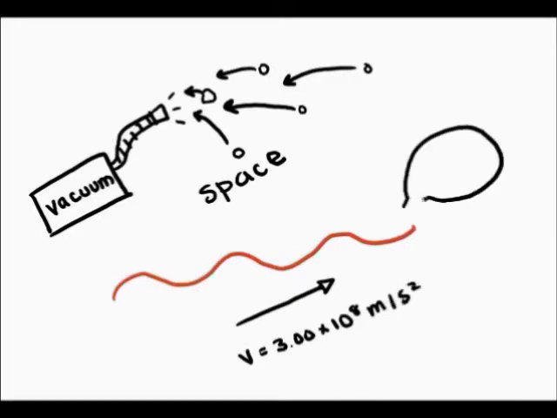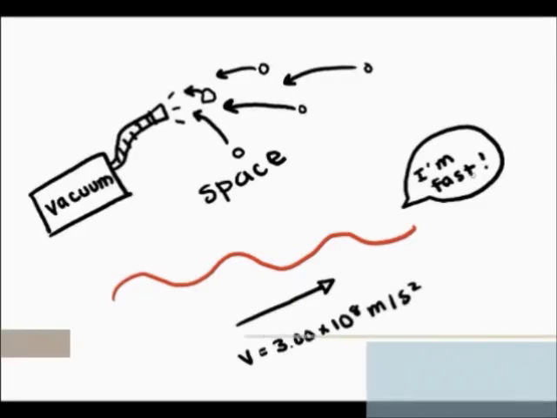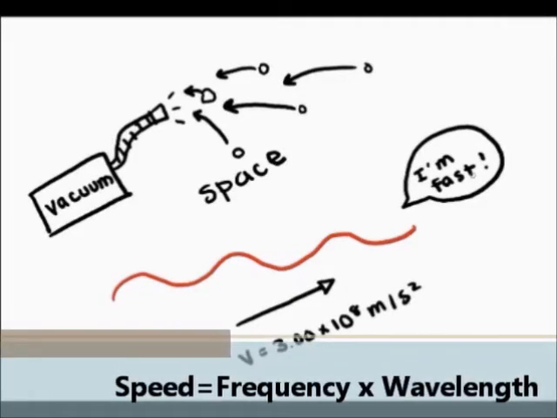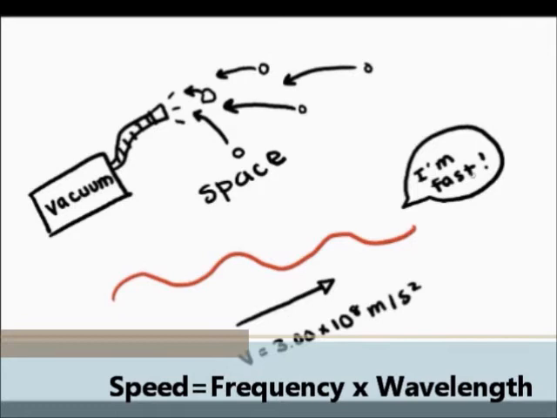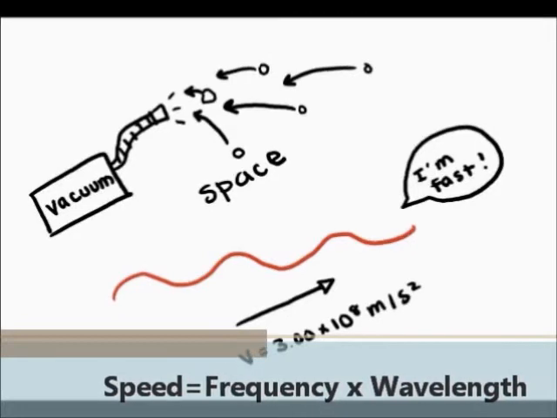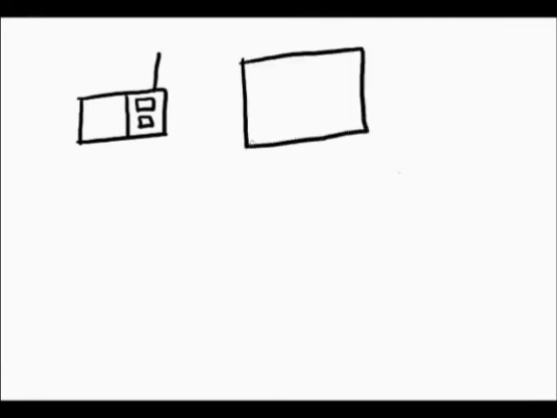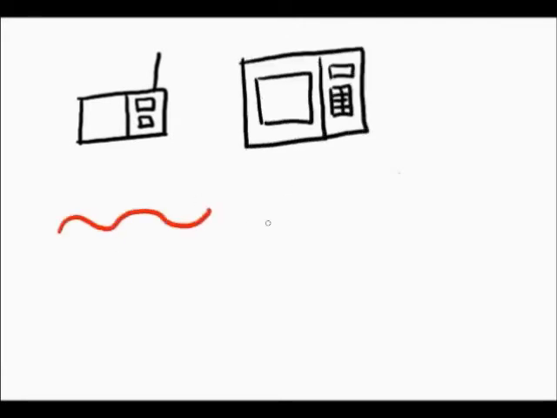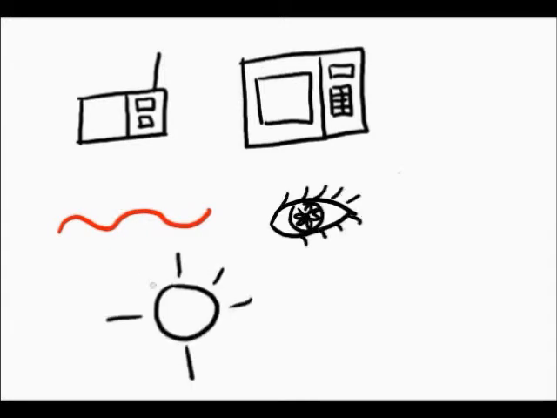squared. Now, whether in a vacuum or not, the speed, frequency, and wavelength are all related in the equation speed equals frequency times wavelength. There are lots of types of electromagnetic waves. These might include radio waves, microwaves, infrared waves, visible light, UV light, X-rays, and gamma rays.